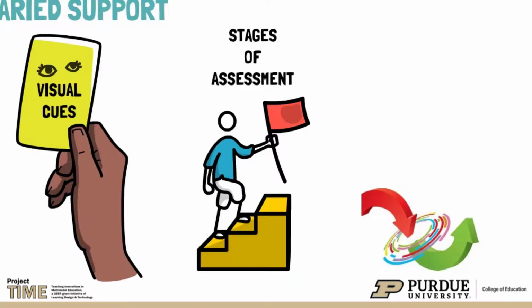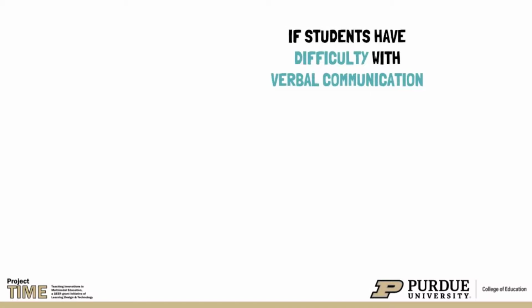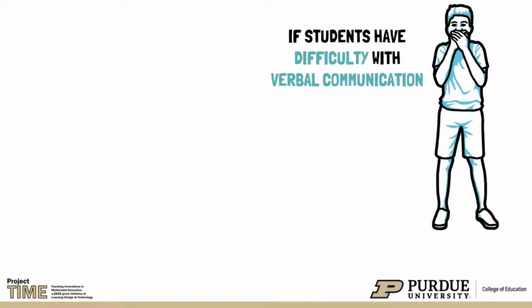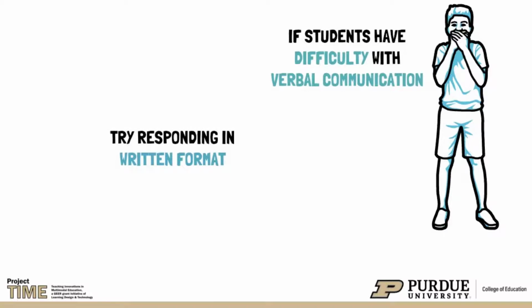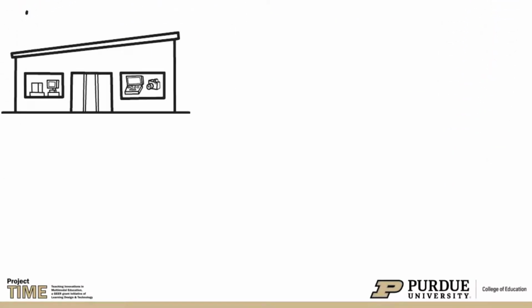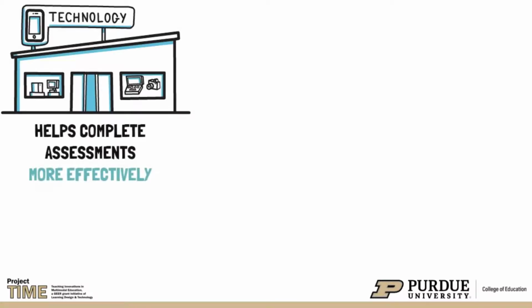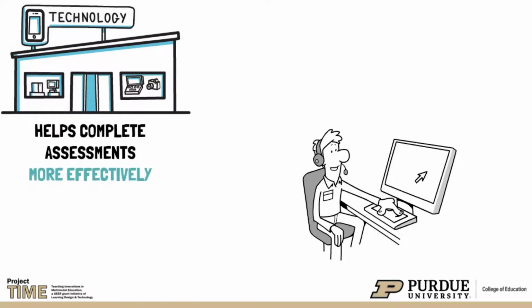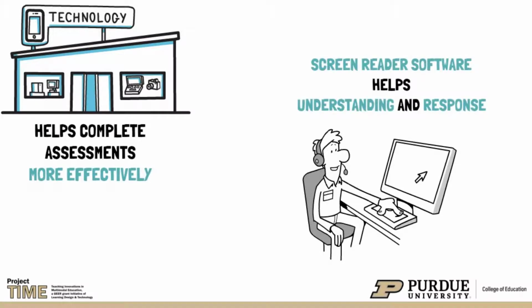It is also important to consider adapting assessment activities to remove any obstacle from the process. For instance, if a student has difficulty in completing an assessment item through verbal communication, they can be prompted to respond in written form instead. If required, supplying special equipment and technology can also help students complete assessment items more effectively. For example, supplying a screen reader software will help visually challenged students understand and respond to textual assessment items.